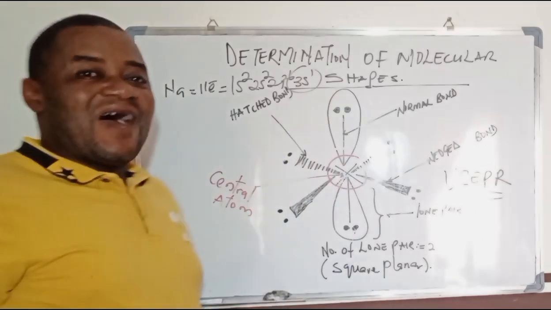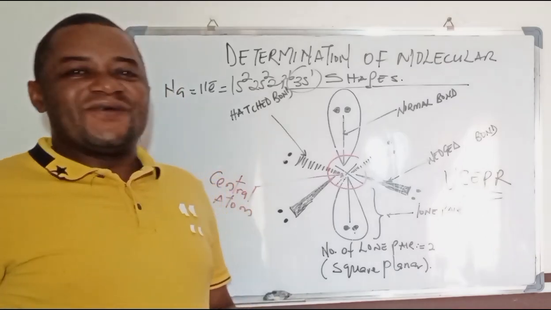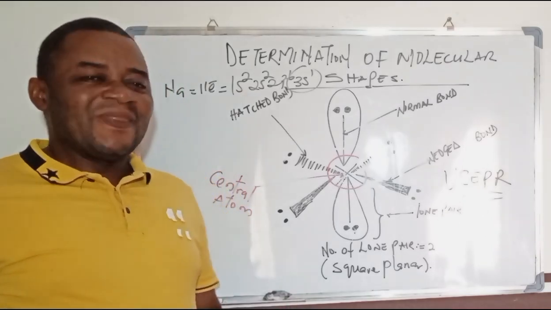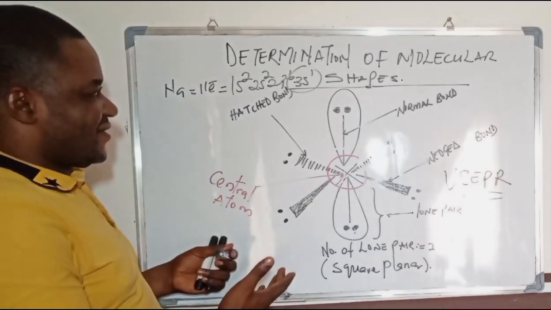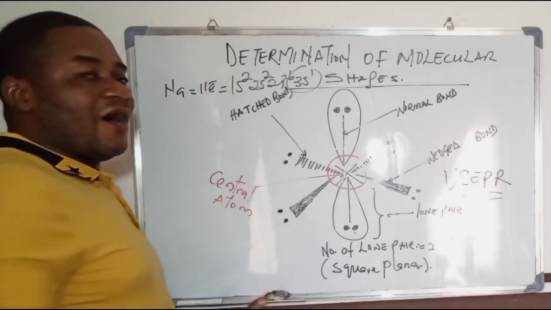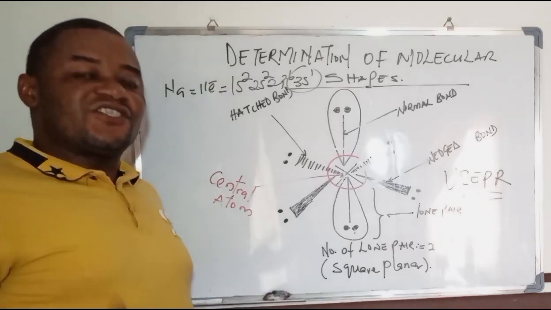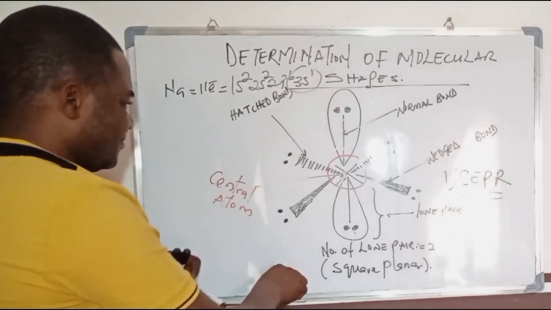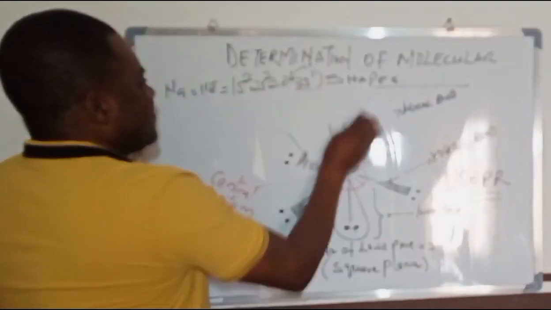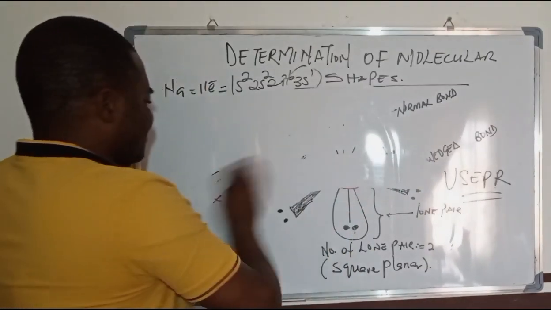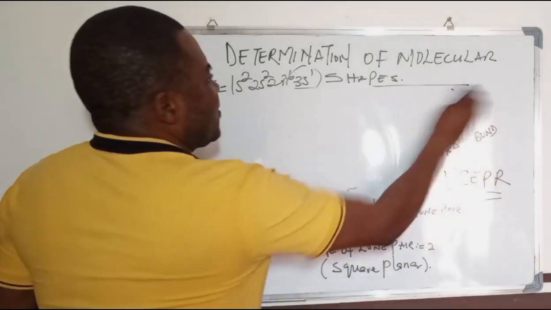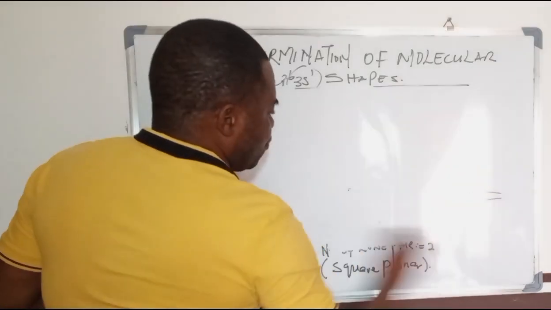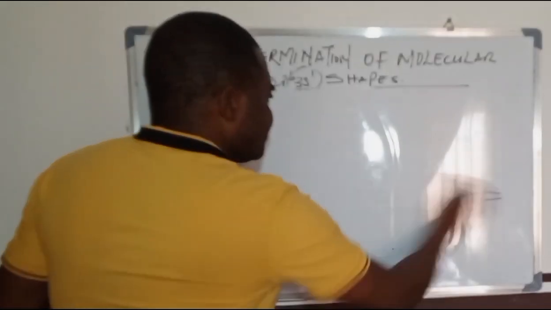Did you see how very simple it is for you to determine the shape of a molecule? Now, if we understand this, let us see how we can be able to determine the shape of a few other molecules before we end this class. So I'm going to remove this and give us the opportunity to look at a few of them.